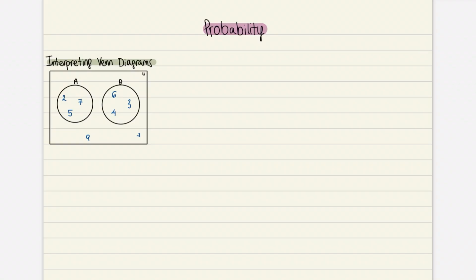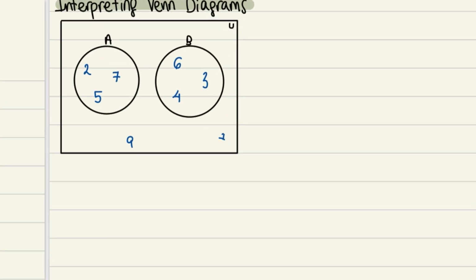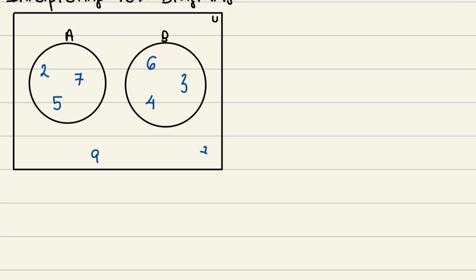Hi everyone. So today we'll be looking at probability part 2. We'll start with learning how to interpret Venn diagrams and then look at conditional probability as well as some questions with it. So I've drawn this Venn diagram here.